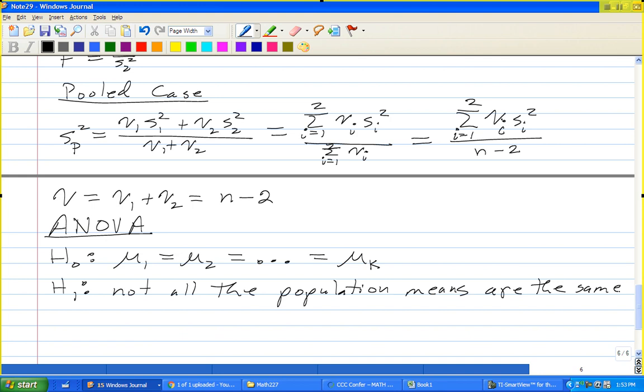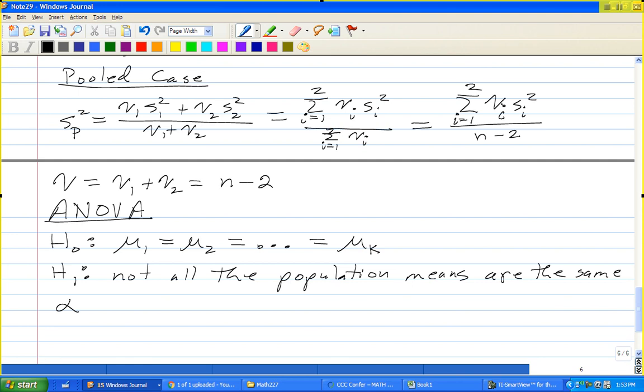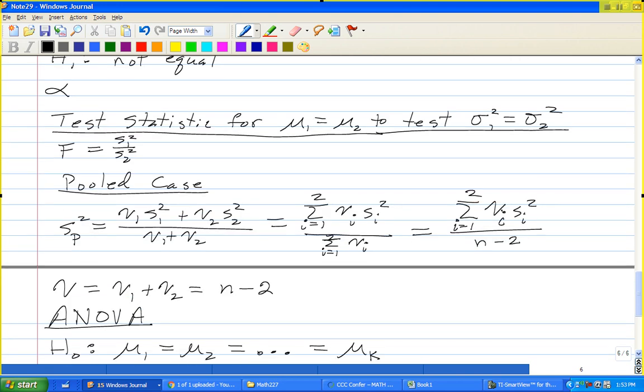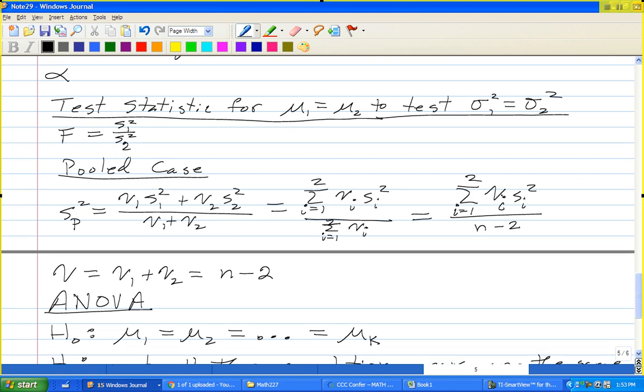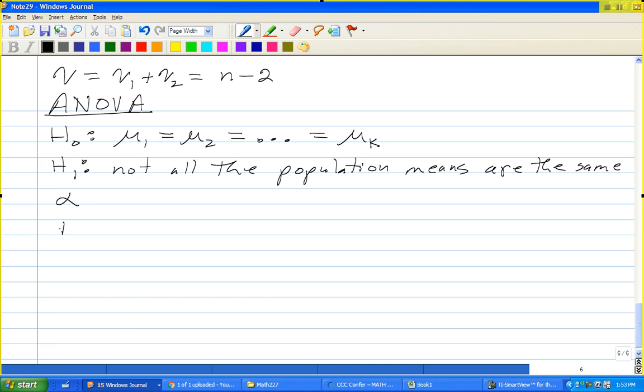And of course, you had some alpha. Now the test statistic is going to look like this. The test statistic actually looks almost identical. So my test statistic is going to be F is equal to S of T.